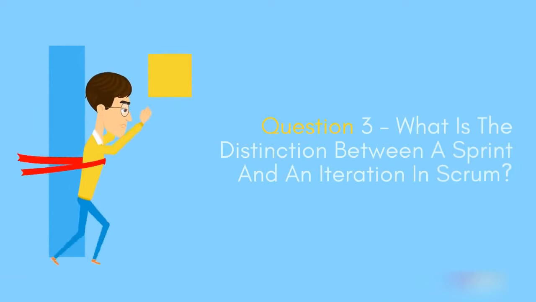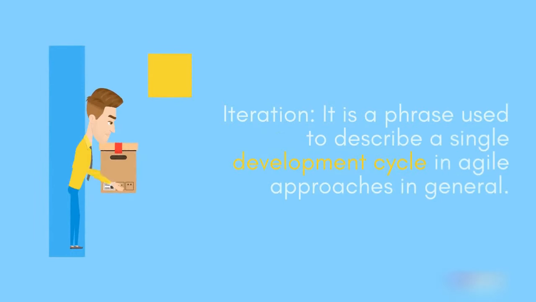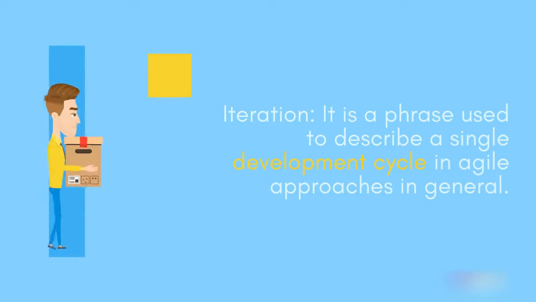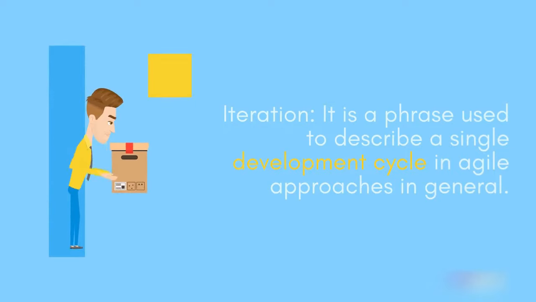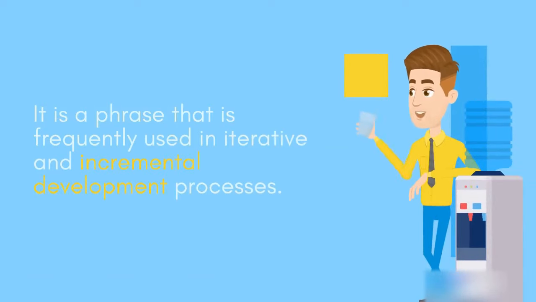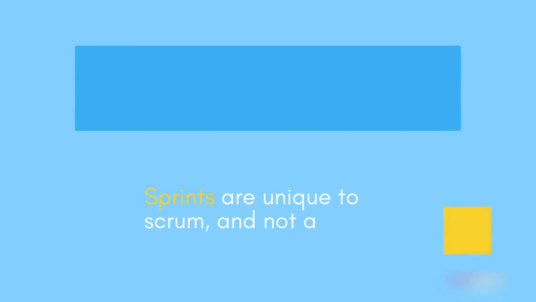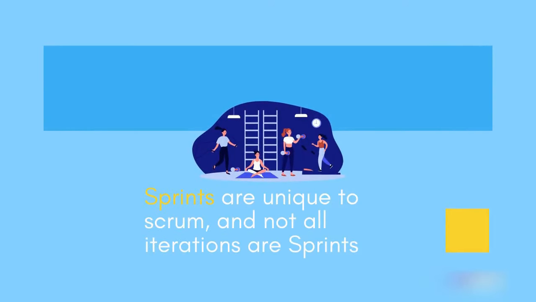Question 3. What is the distinction between a sprint and an iteration in Scrum? Iteration is a phrase used to describe a single development cycle in Agile approaches in general. It is frequently used in iterative and incremental development processes. Sprint is used to designate one development cycle or iteration phase in Scrum, a particular Agile process. Sprints are unique to Scrum, and not all iterations are sprints.